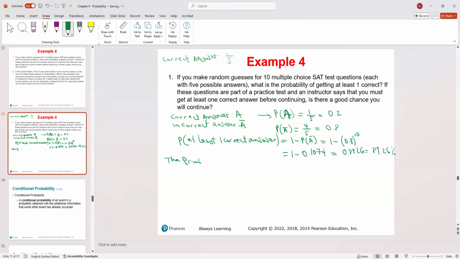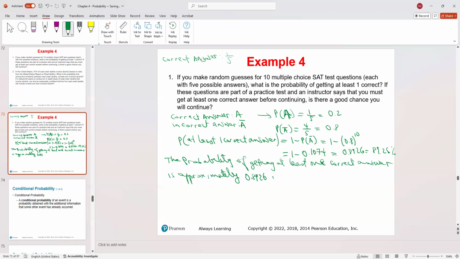So the probability of getting at least one correct answer is approximately 0.8926, or 89.26%. So that's the probability.